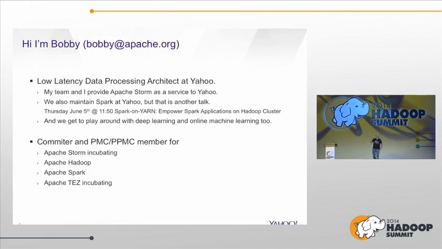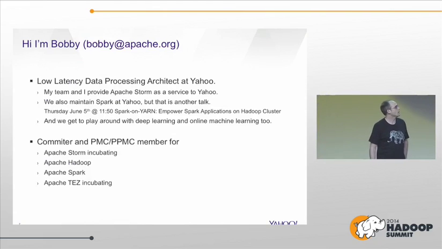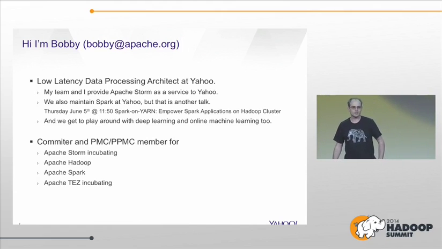Yes. So, hi, I'm Bobby Evans. Right now, my current title is low latency data processing architect at Yahoo. Really, I'm just kind of a systems guy. I've been doing Hadoop for a number of years, but more recently I've branched off into a few other interesting things to play around with. So a lot of my day is taken up by Storm.